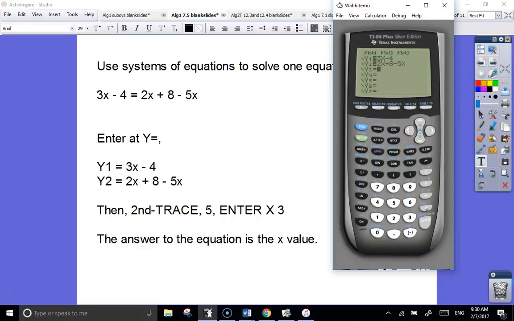And now, if I look at the graph, there's one line, there's another line. Okay, quiet, please. Do you see the intersection point? Yep. So what if you didn't see the intersection point? Zoom out. No, zoom 3. Zoom 3 zooms out. Zoom 6 brings you back to normal. Since the intersection point is there, then do second trace 5, enter, enter, enter.